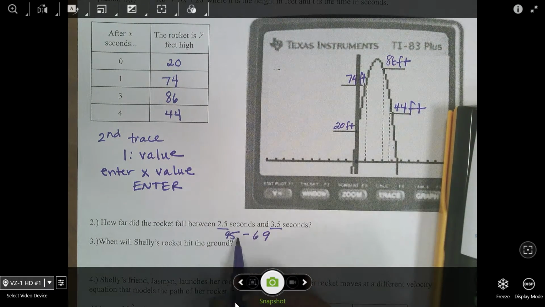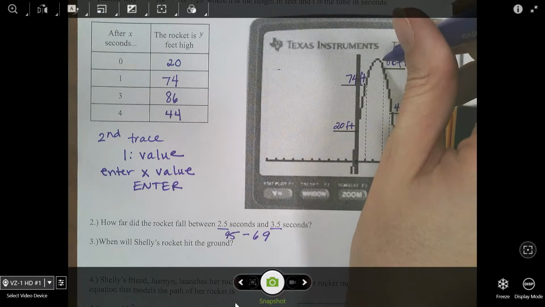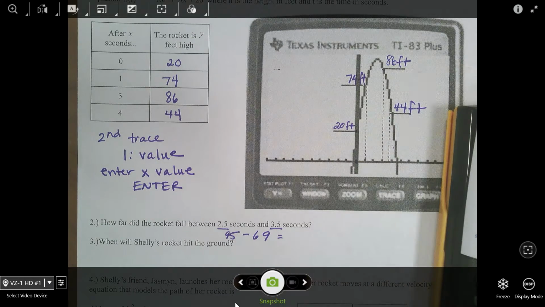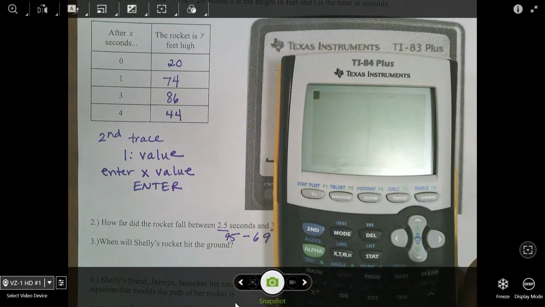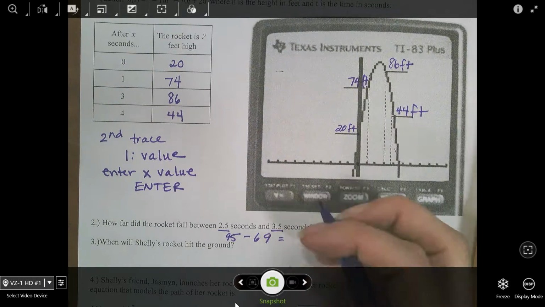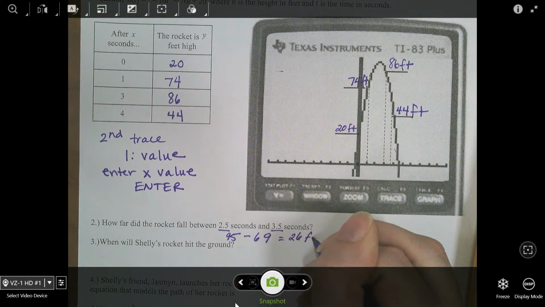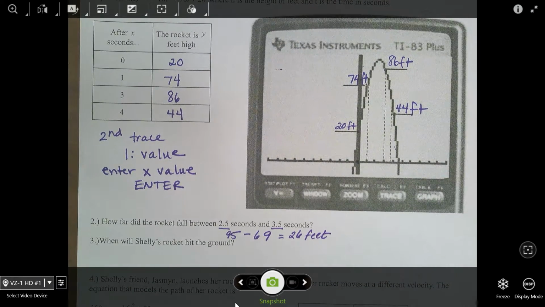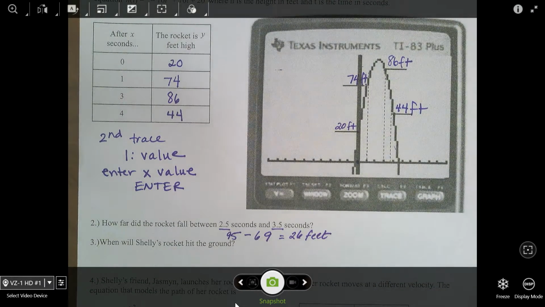And we want to know how far it fell. So it was all the way up here at 95, and then it fell over here to 69. So we can do 95 minus 69, and my answer is 26 feet. Okay, the rest of these questions you actually already know how to answer. So we're going to let you do that on your own.